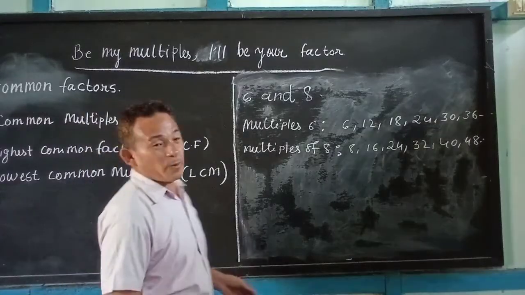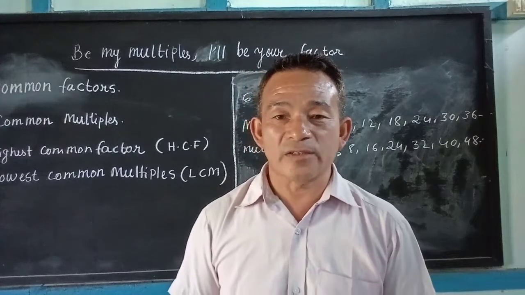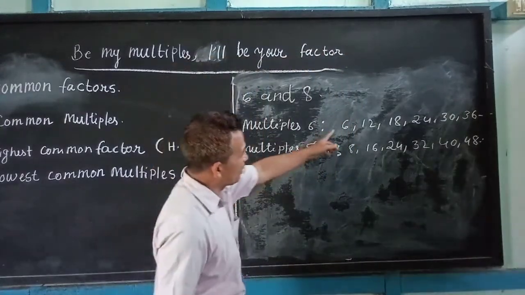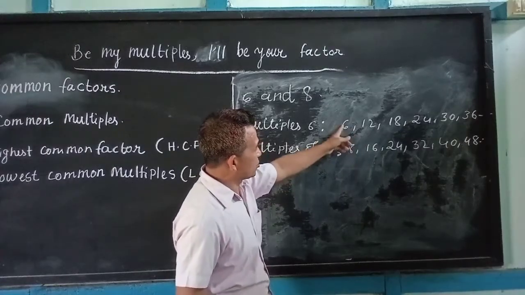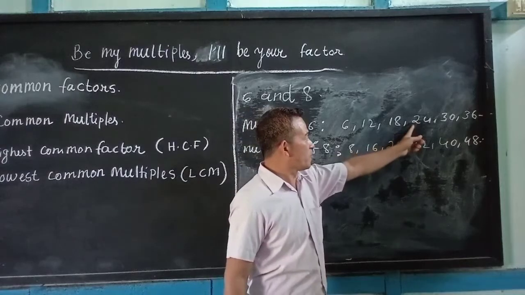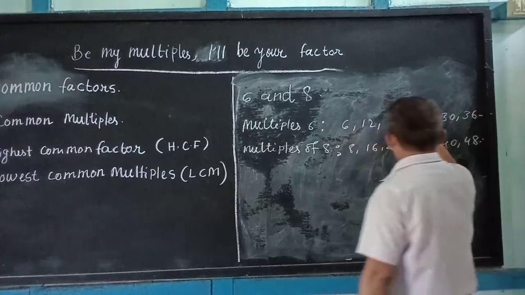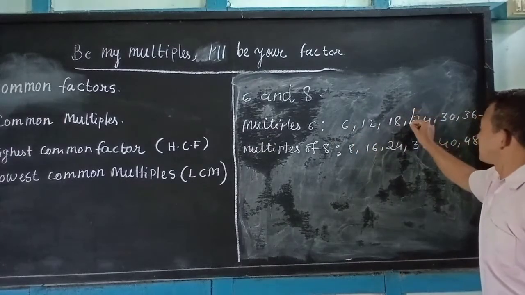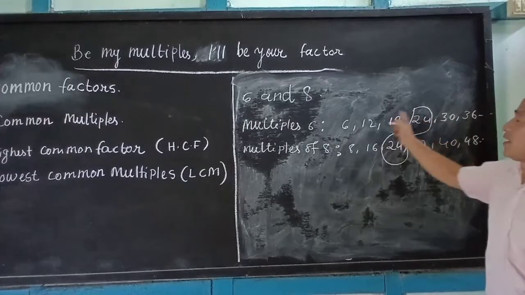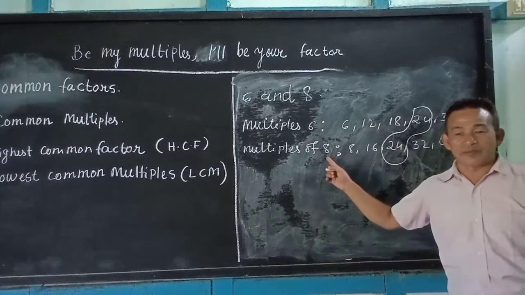Now we are going to find out the common multiples. So which are common multiples here? Just try to find out. 6, 8, 12, 16, 18, 24. 24, here is also 24. That means 24 is the multiple of 6 and 8. 24 is the multiple of 6, and here 24 is also the multiple of 8.